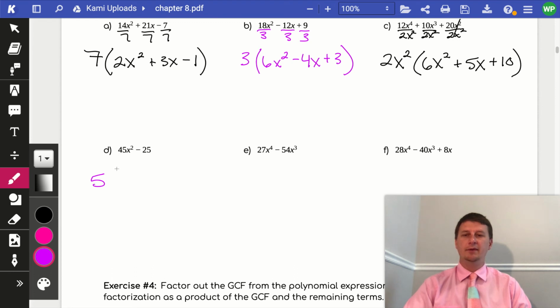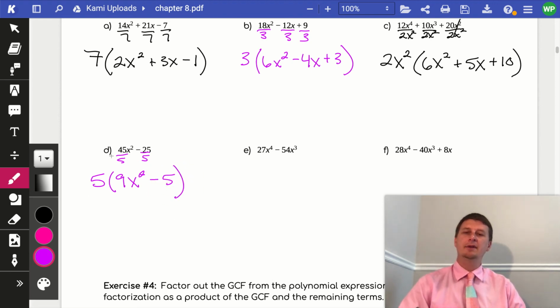into 45 and 25. So now divide both of these terms by 5, and 45x squared divided by 5 is going to give me a quotient of 9x squared, and negative 25 divided by 5 will give me a quotient of negative 5. So my factorization in part D is 5 times 9x squared minus 5.